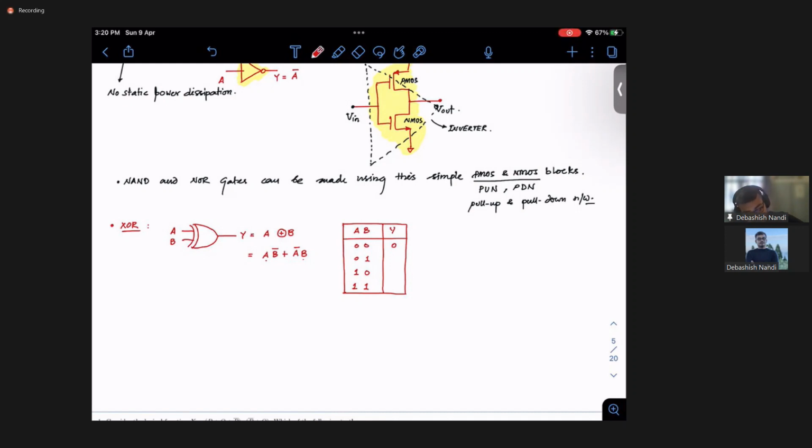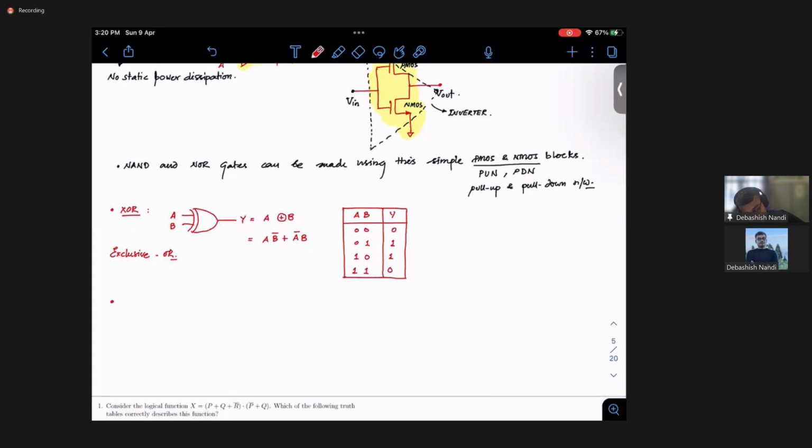So when 0 and 1, so this is 0, this is 1, right? That means this term will be 0, and this is 0 means this will be 1, and this is 1. 1 1 AND means it will be 1. So this is 1. Similarly, you can verify that this will be the truth table for an XOR gate. XOR means exclusive OR. Okay.